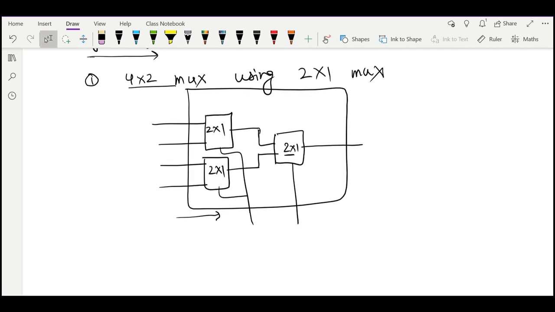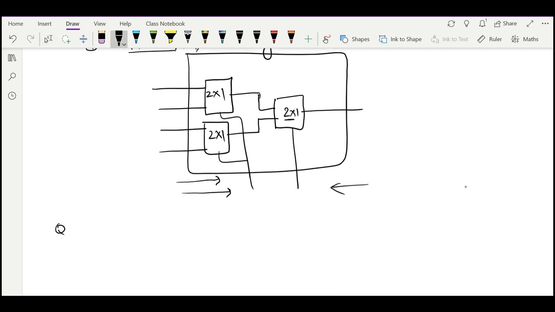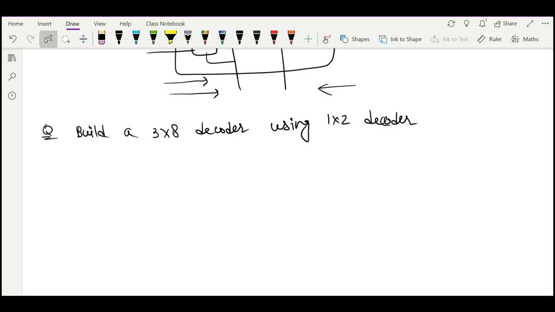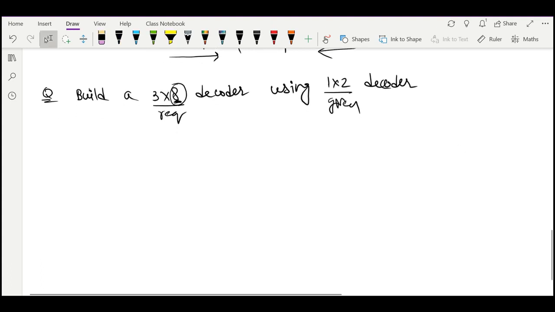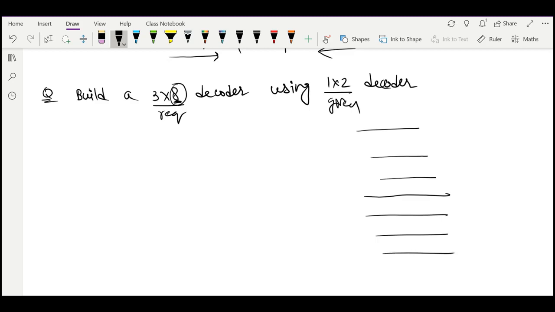So reverse fashion means, instead of going from left to right, we will go from right to left this time. So let's say our question is, build a 3 into 8 decoder using 1 into 2 decoders. So we know that our final decoder, so this is required and this is given. In the final decoder, we have 8 lines as output. So we are going to start from the right hand side instead of left. So this is 8 lines. If we write the names to them, let's say this is O0, O1, O2, O3, O4, O5, O6 and O7. So these are the 8 output lines our final decoder will have.